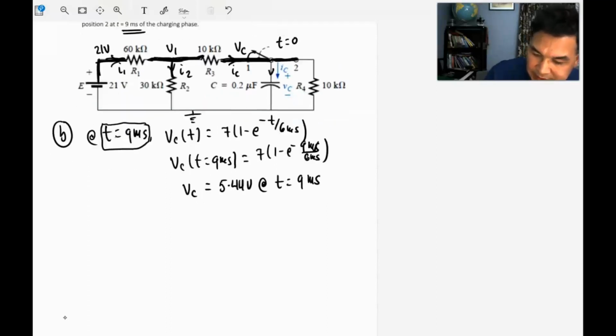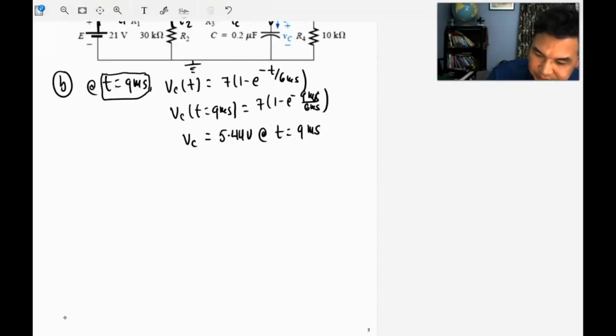Now, once you connect to position B, you'll have a circuit like this. This is IC. Let's say this is I of R. This is a 10 kilo ohm resistor. This is a capacitor. Let's say this voltage is VC, and this is the reference.